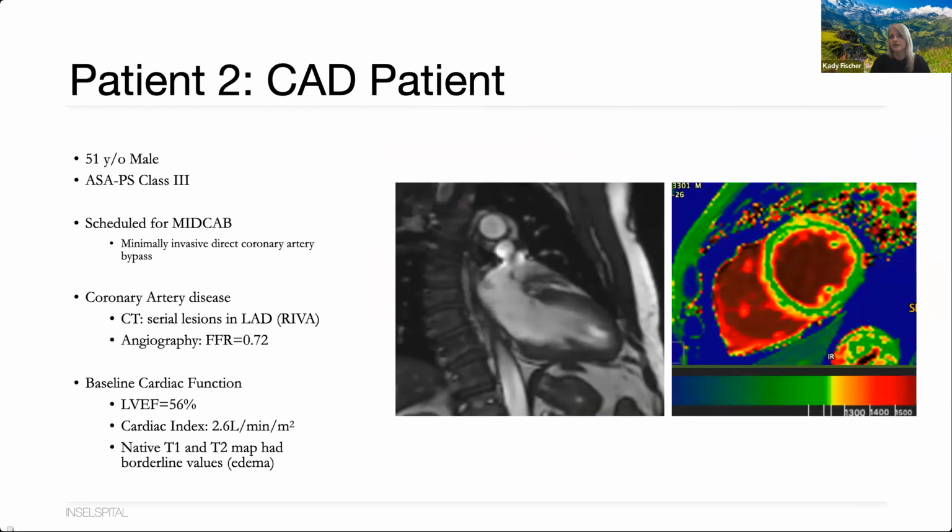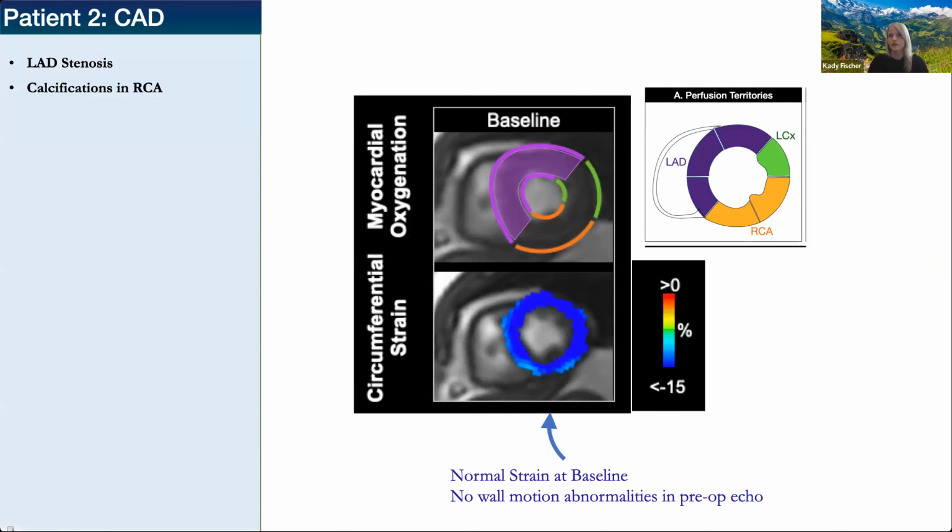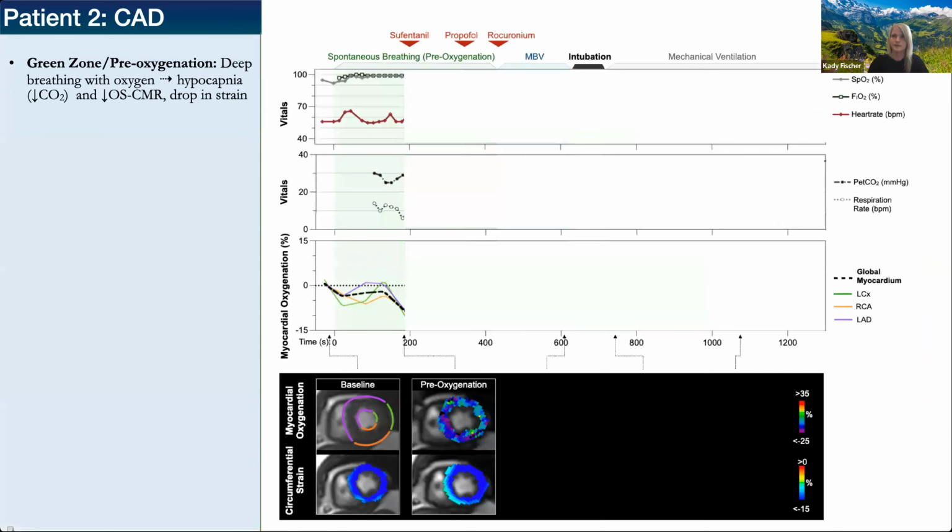Still, their baseline cardiac function was 56%. And they didn't actually have too abnormal mapping either. So again, just to remind you, the anterior wall and the whole septum were categorized by the invasive cardiologist as being perfused by the stenosed LAD. And they also had fairly normal echo findings preoperatively as well.